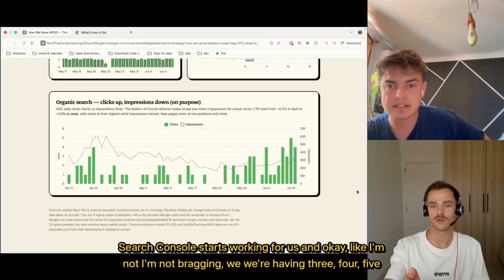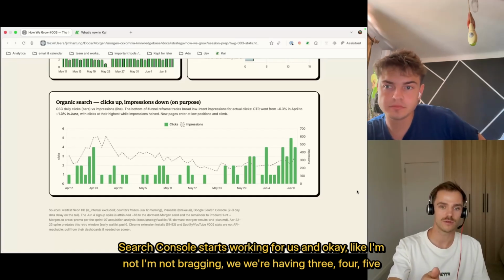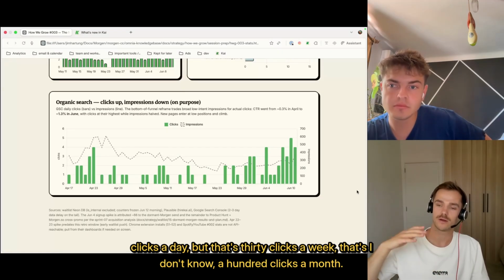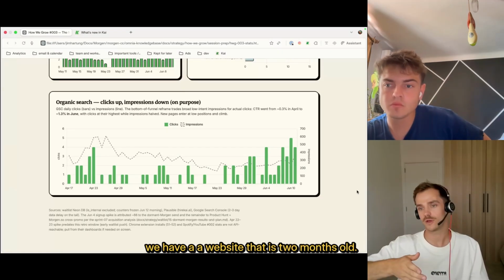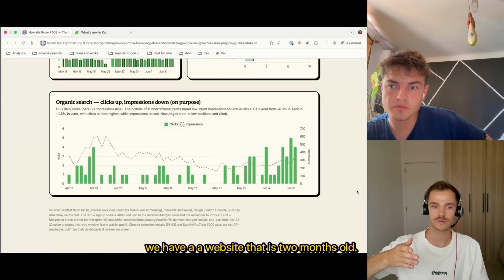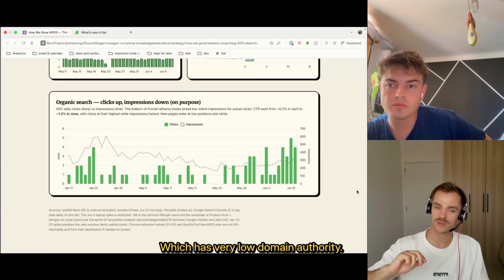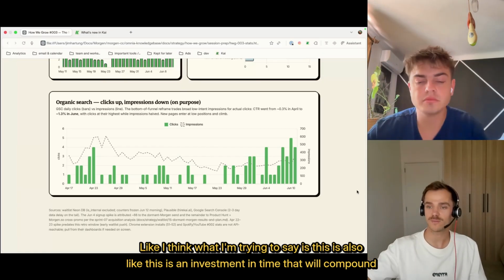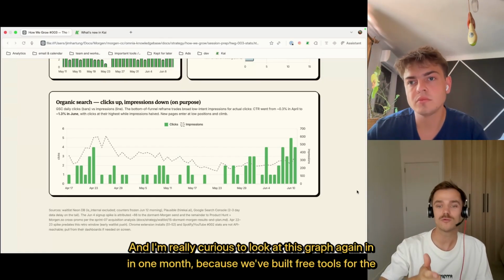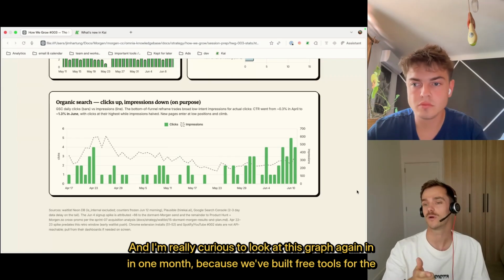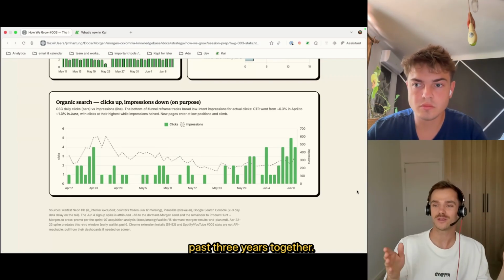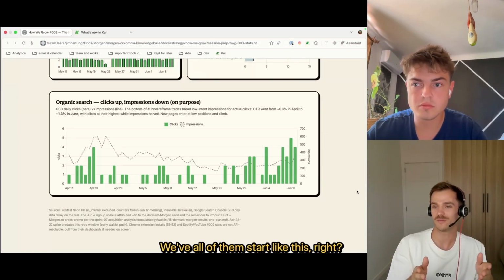And okay, I'm not bragging. We're having 3, 4, 5 clicks a day, but that's 30 clicks a week. That's, I don't know, 100 clicks a month. We have a website that is 2 months old, which has very low domain authority. I think what I'm trying to say is this is an investment in time that will compound very well. And I'm really curious to look at this graph again in 1 month, because we've built free tools for the past 3 years together. All of them start like this, right?